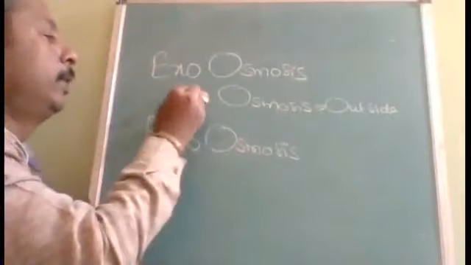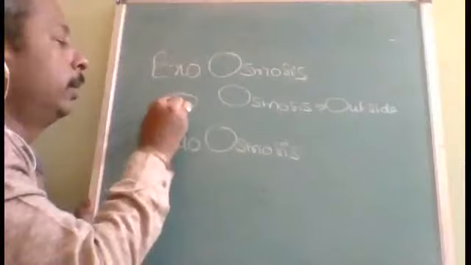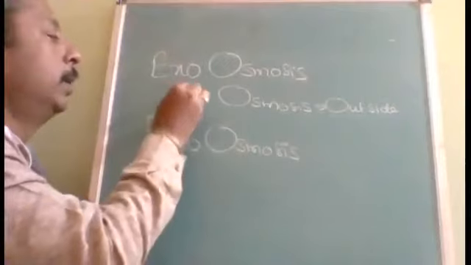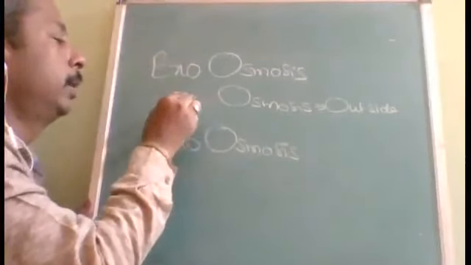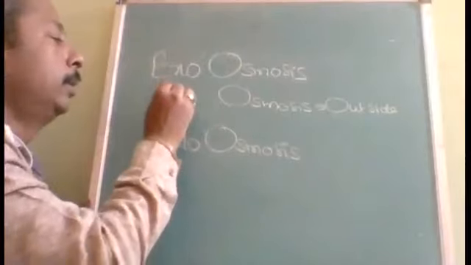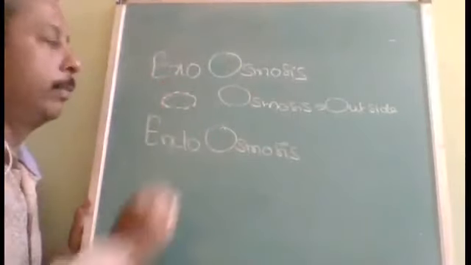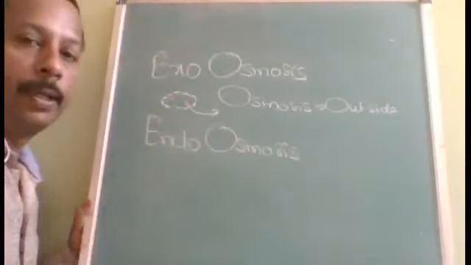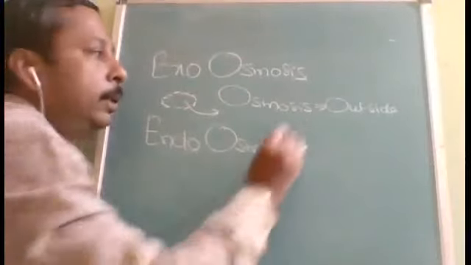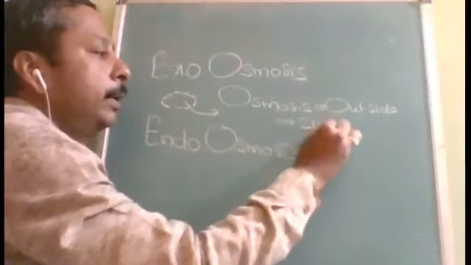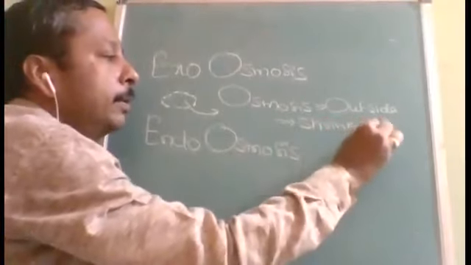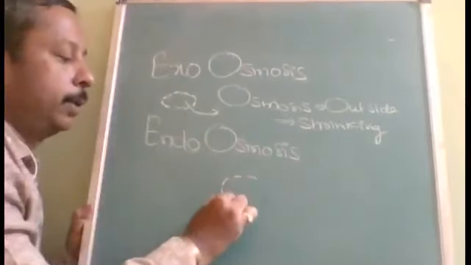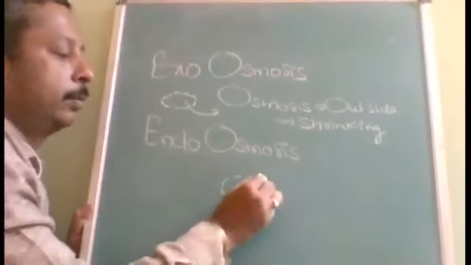Okay. Suppose if we take a blood cell, the wall of the blood cell will also act as a semi-permeable membrane. From that, if the solvent is coming out, then it is called exoosmosis, and exoosmosis causes shrinking. Okay. Suppose this is a blood cell.